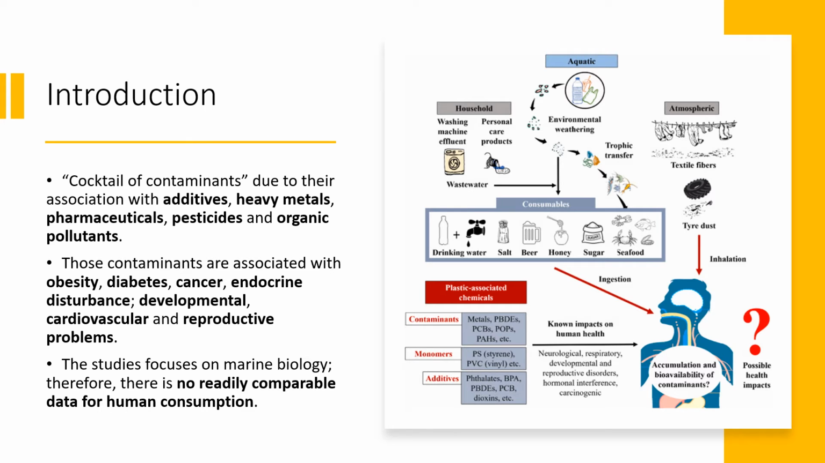Microplastics are called cocktails of contaminants due to their association with additives, heavy metals, pharmaceuticals, pesticides, and organic pollutants, since they are absorbed onto microplastics. Those contaminants are associated with obesity, diabetes, cancer, endocrine disturbance, developmental, cardiovascular, and reproductive problems. The studies focus on marine biology and the ocean environment, since it's a serious environmental problem as well. This causes a serious gap in human consumption data of microplastics.